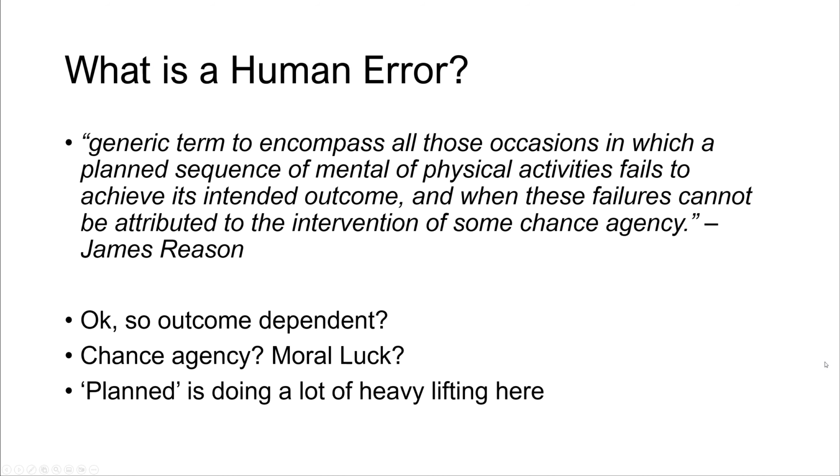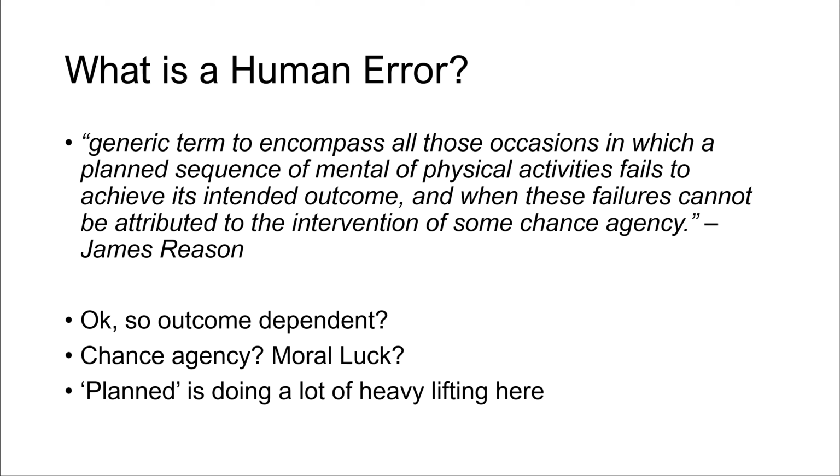All right, so first we're going to start off definition-wise. So what is a human error? According to James Reason, one of the main error psychologists of our times, it's a generic term to encompass all those occasions in which a planned sequence of mental or physical activities fails to achieve its intended outcome, and when these failures cannot be attributed to the intervention of some chance agency.